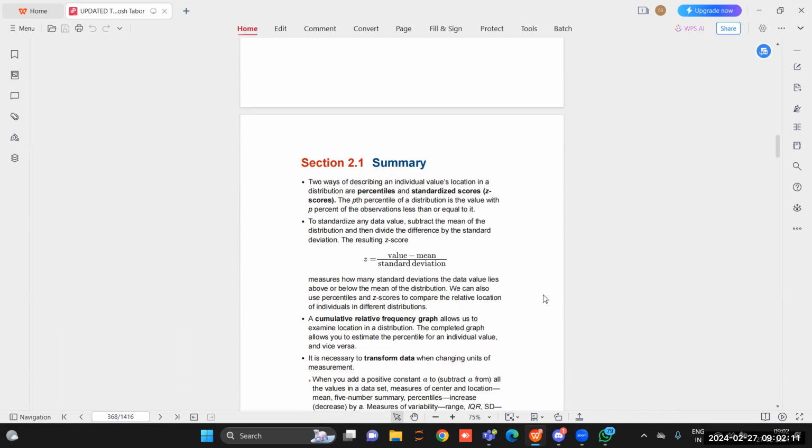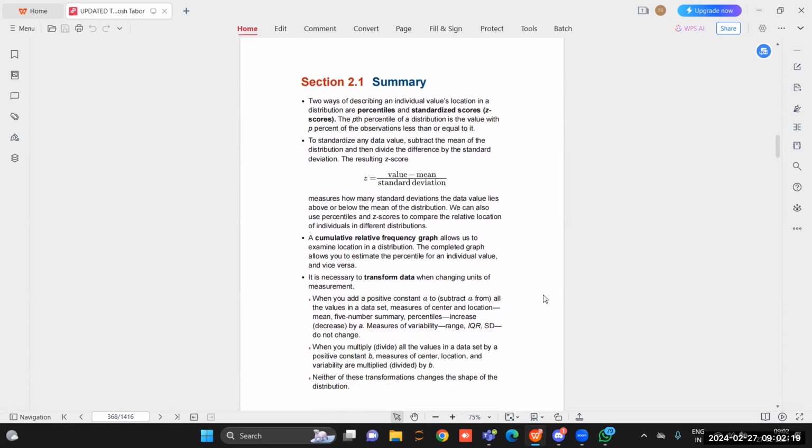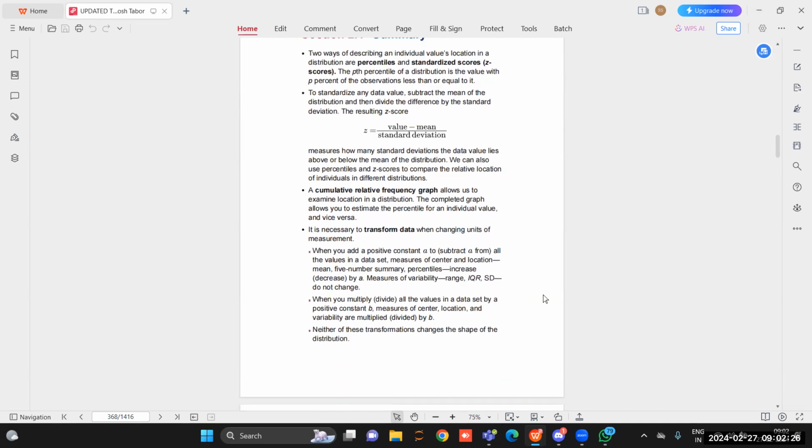And you know, the p percentile of a distribution is the value with p% of the observations less than or equal to it. Z score is value minus mean upon standard deviation, means the data point minus the mean of the data upon the standard deviation of the data. The next important was the cumulative relative frequency. Yes, cumulative relative frequency, and we have seen.